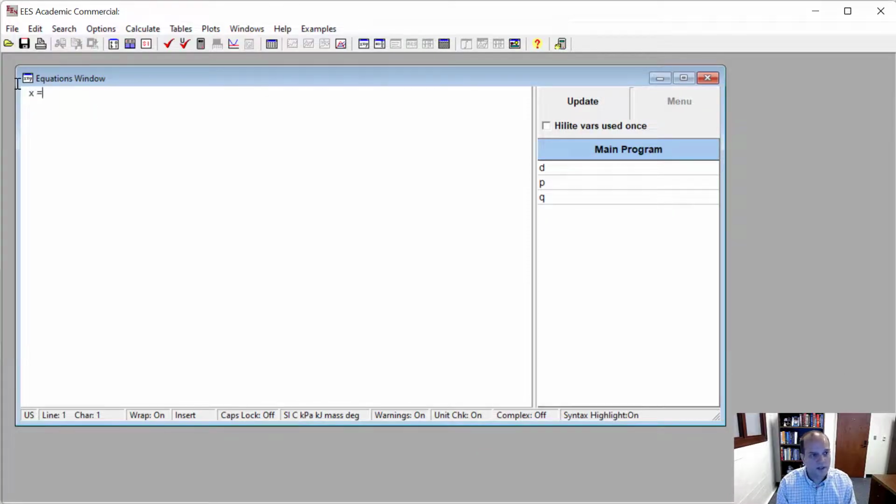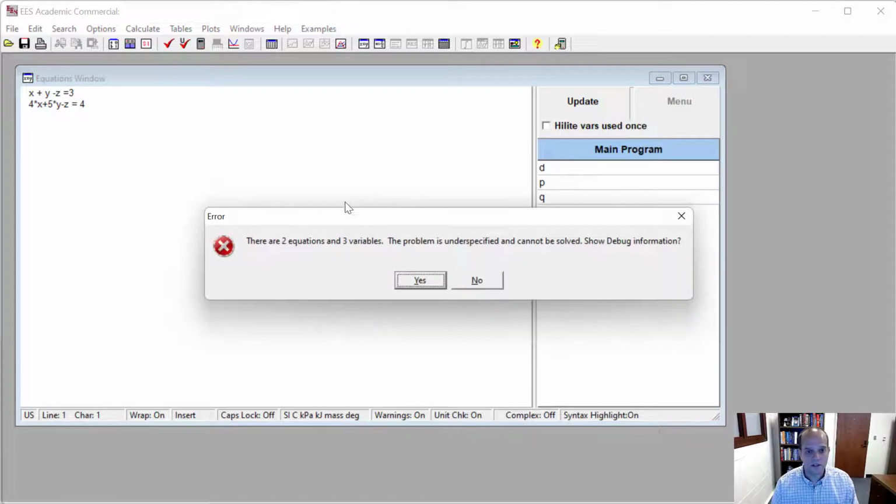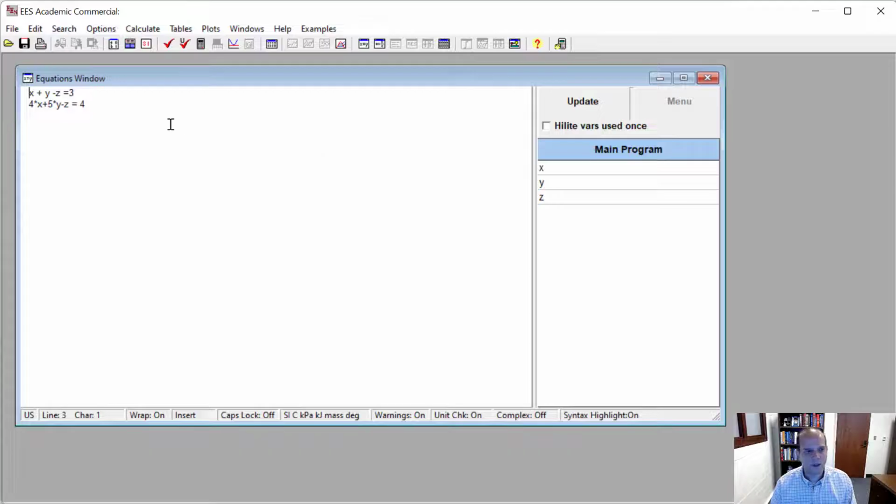So even if I have, let's say, a linear set of equations. There's my first equation, x plus y minus z equals 3, and then maybe it's 4x plus 5 times y minus z, and that equals 4. If I hit calculate at this point, it's going to tell me that I don't have enough equations. I've got 2 equations, but I have 3 variables.